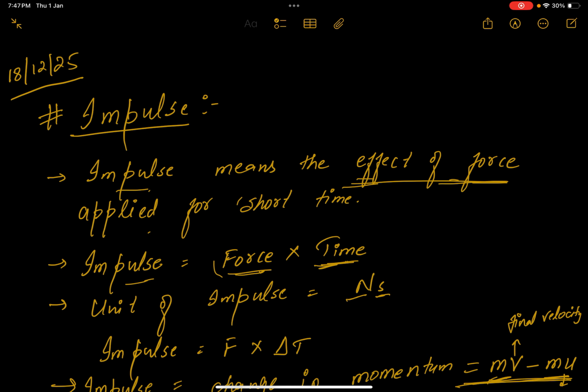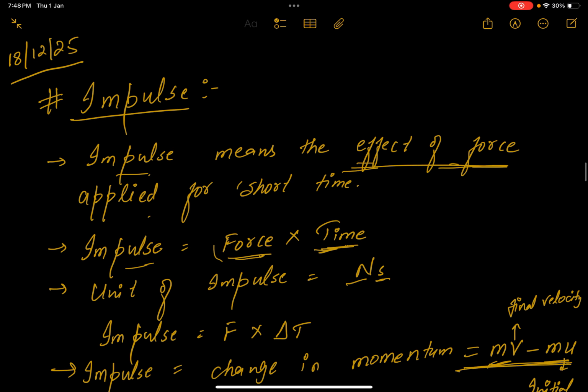If you ever played cricket or any other ball game, any ball that is hard, and if you catch it with hard hands, it will hurt. But if you pull your hand slightly back, it hurts less. Why does this happen? This happens because of impulse. Impulse means, you can see here on the screen, the effect of force applied for a short time.